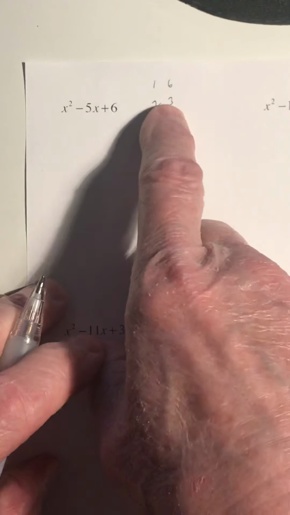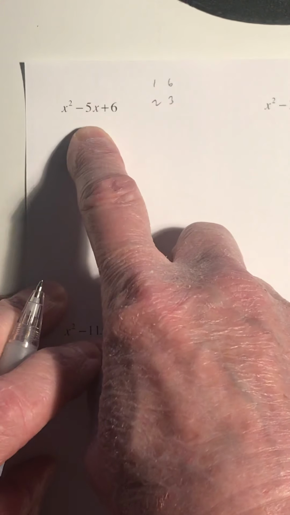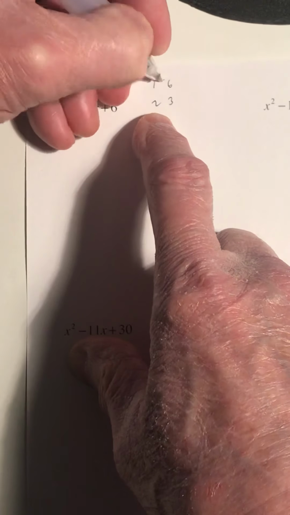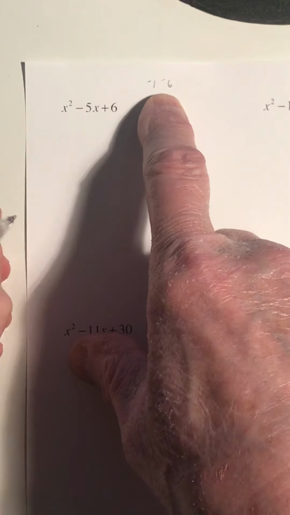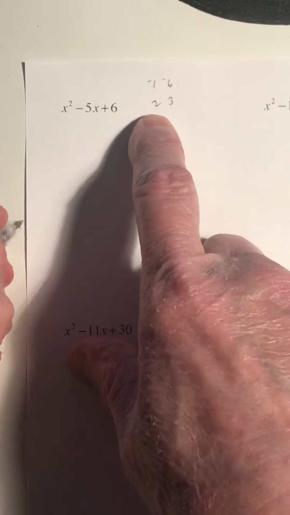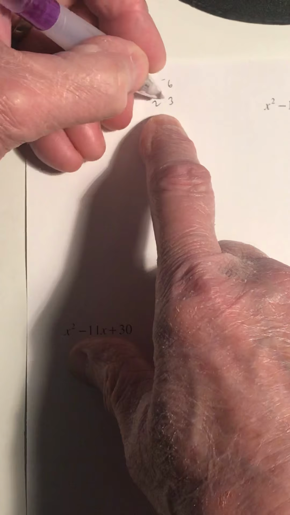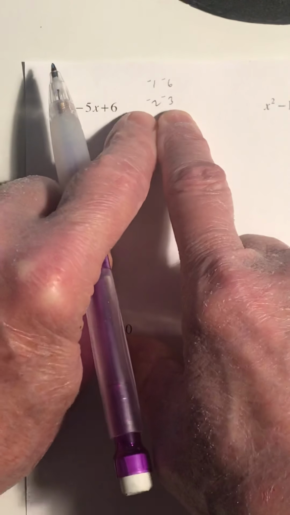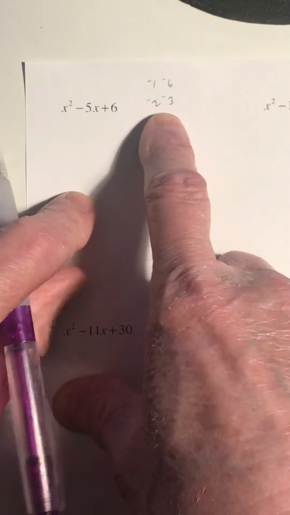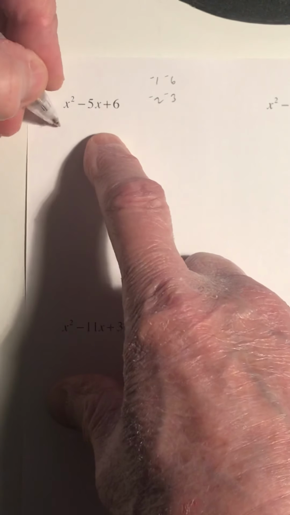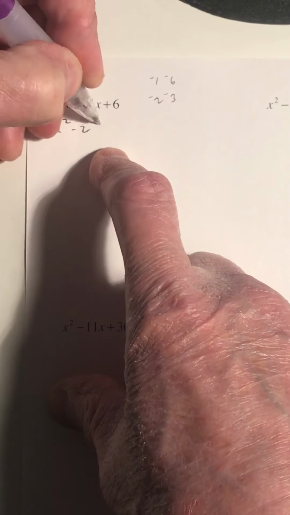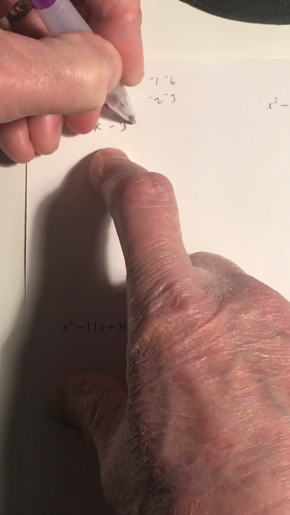How can we multiply and get plus 6 and add and get negative 5? Well, if we make those both negative, they still make plus 6 when you multiply. They make negative 7 when we add. And if I make these both negative, they still make a plus 6 when you multiply. But now they make a negative 5 when you add. Wonderful. So I'm going to replace the minus 5x with minus 2x minus 3x.